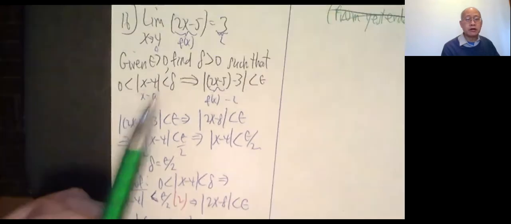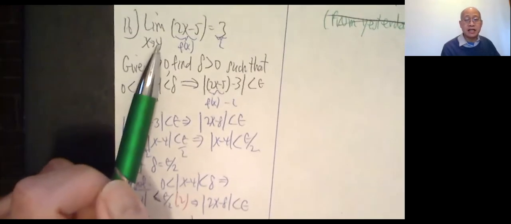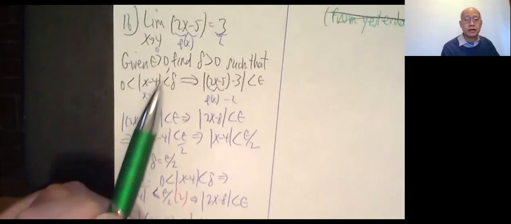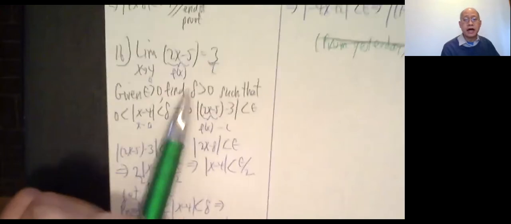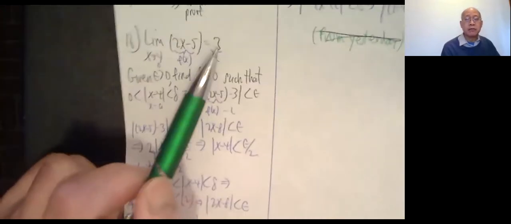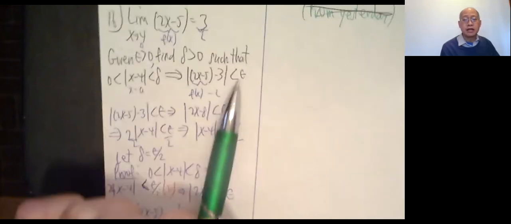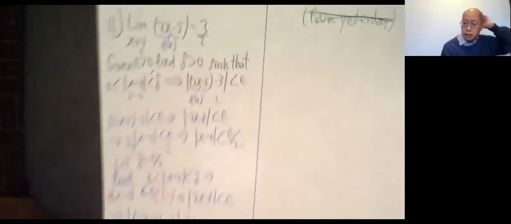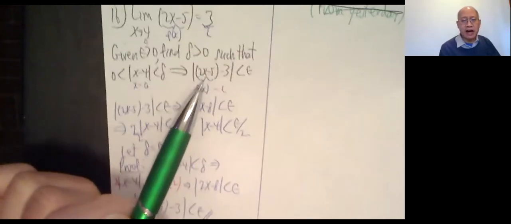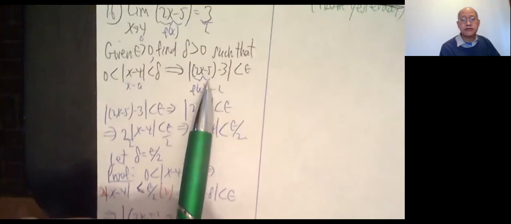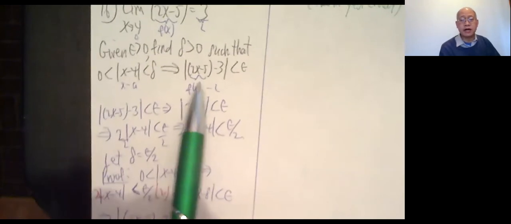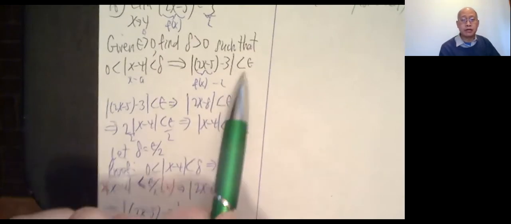0 less than the absolute value of x minus A. In this case, A is 4, less than delta, implies the absolute value of f of x minus L, so you take that and subtract that, 2x minus 5 minus 3, is less than epsilon. And what's going to happen is you do a little bit of algebra. I'll just fly through this. Some of you might get this, but if not, just the overall big picture.